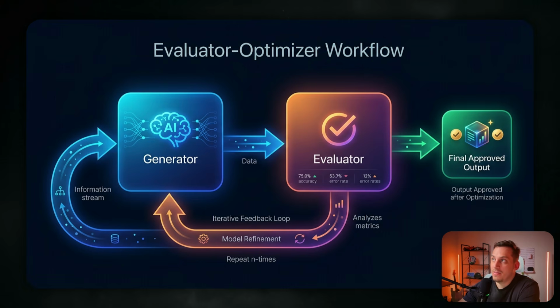And pattern number 5 is the evaluator optimizer, where one LLM generates and the other one evaluates and also gives feedback. And if it's not good enough, the feedback loops back and the generator tries again. And it actually keeps on going until the final criteria is met.